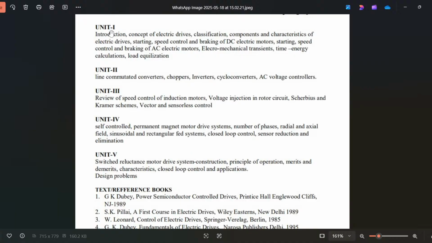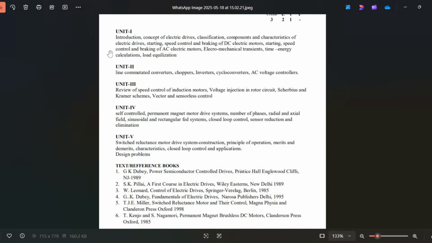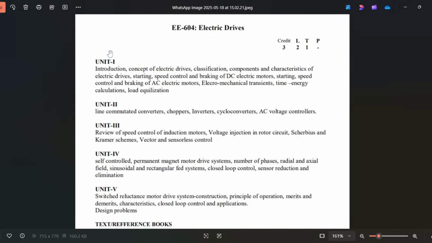Okay, so you might think that this is an engineering class or something, but although it is inspired from the syllabus, we will see the technical differences between all the things. The subject name is electrical drives. In the first unit, we will have the introduction and the concept, the different types of electric drives, the classification and their components with the characteristics.